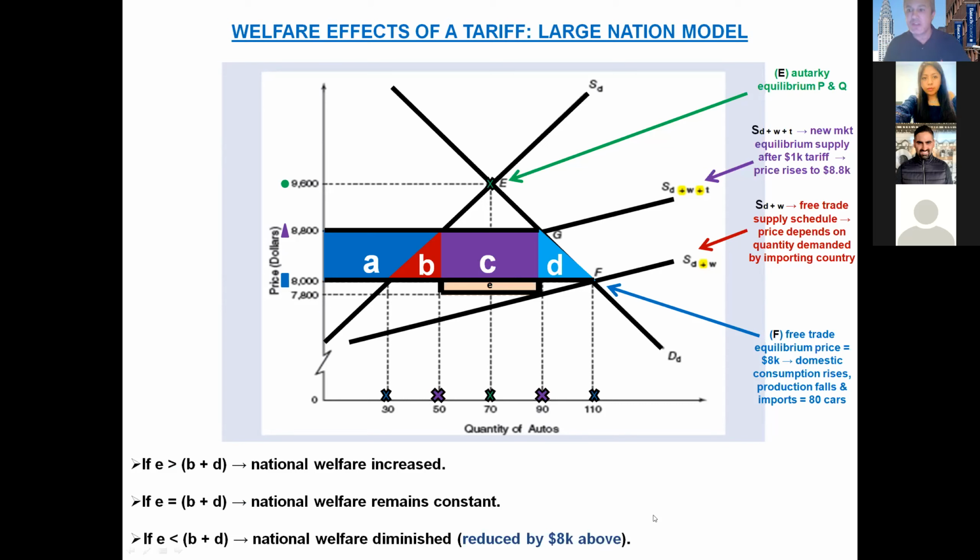Any questions, thoughts, comments? So is E dependent on the elasticity of the supply curve? Is the terms of trade effect dependent upon the elasticity of the supply curve? Yeah, so E would be greater if the supply curve is more elastic.